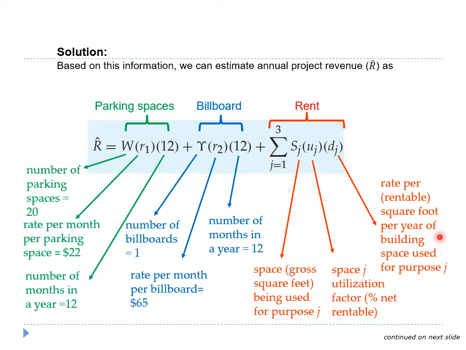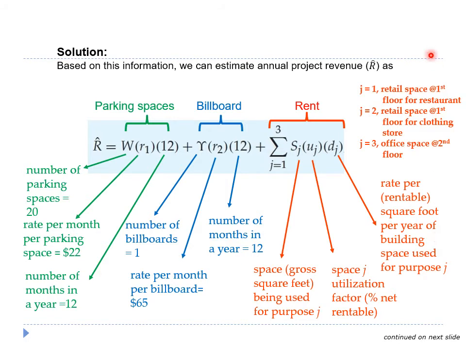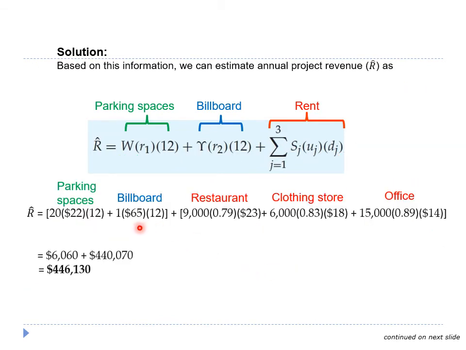From the text, we can assign J equals 1 for retail space at first floor, which is intended for restaurant purpose. J equals 2 for retail space at first floor, which is used for retail clothing store. And J equals 3 for office space at the second floor. Here shows the formula after we have substituted the symbols with their values.